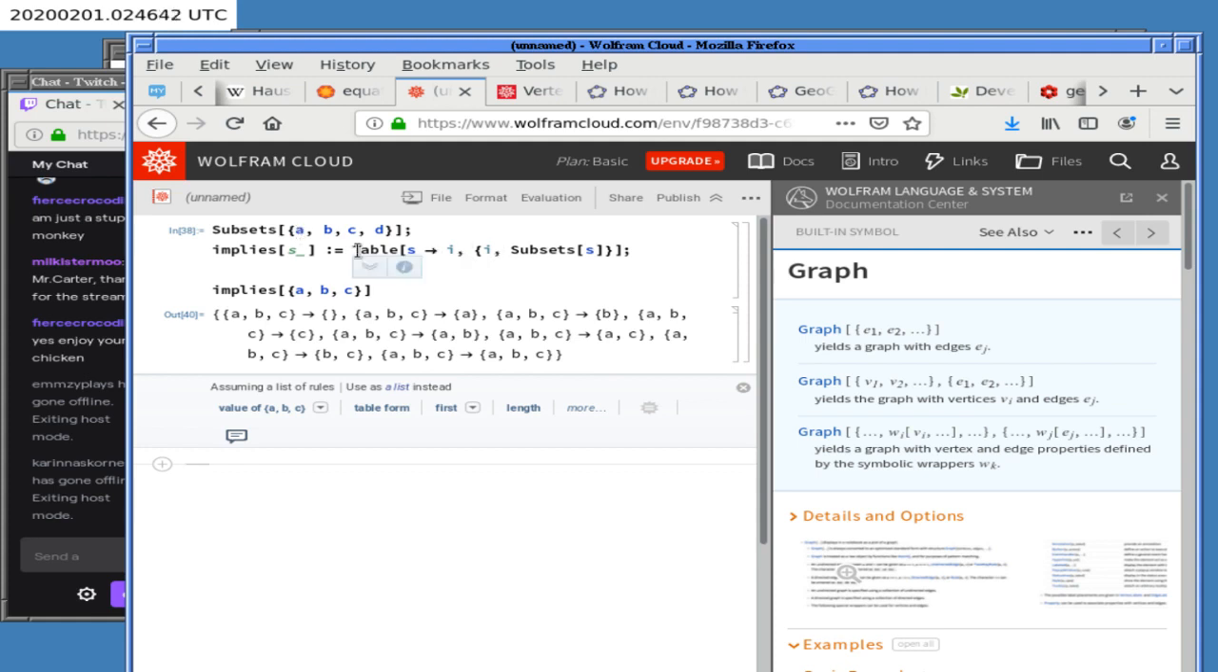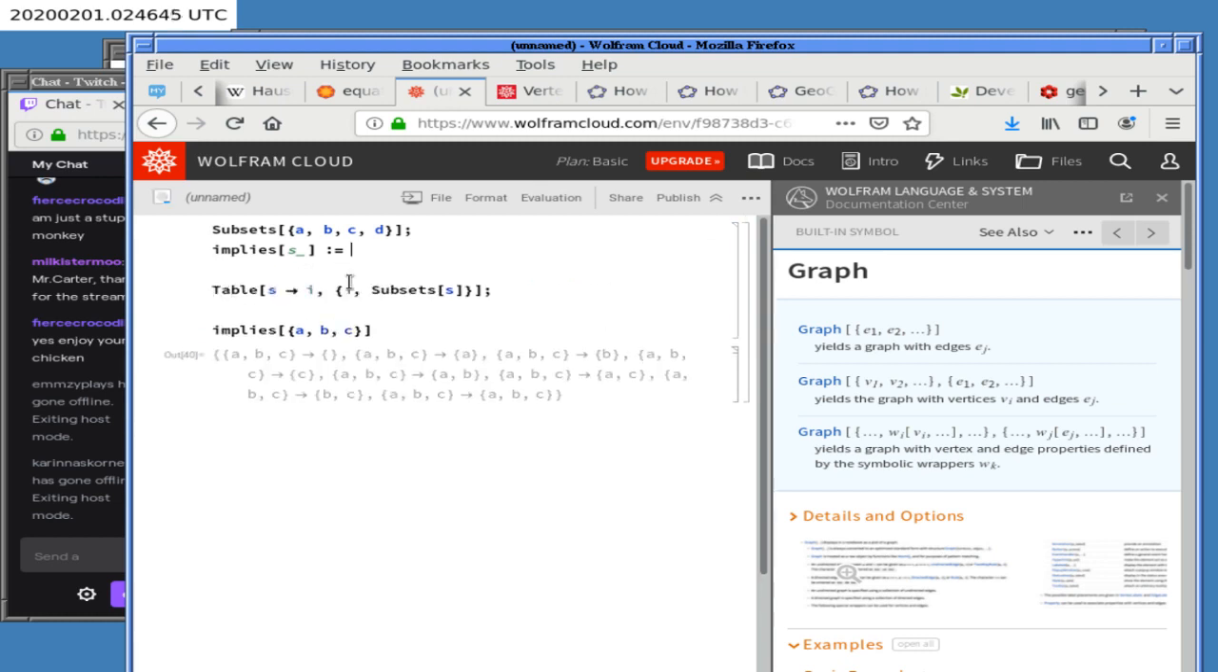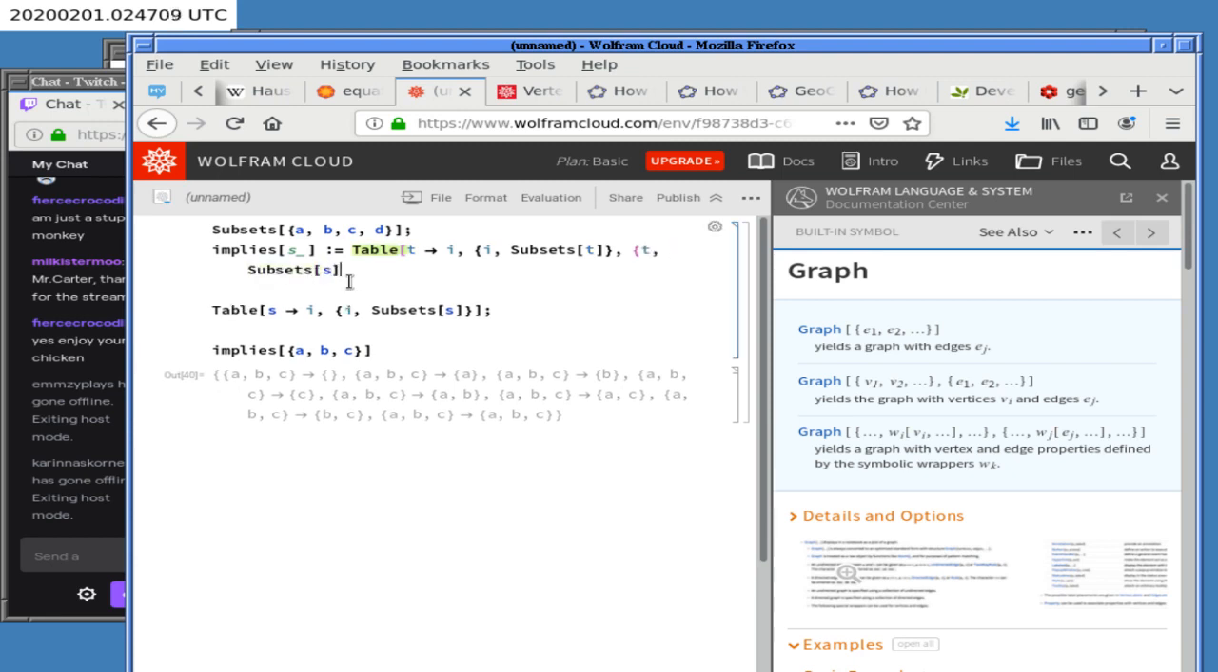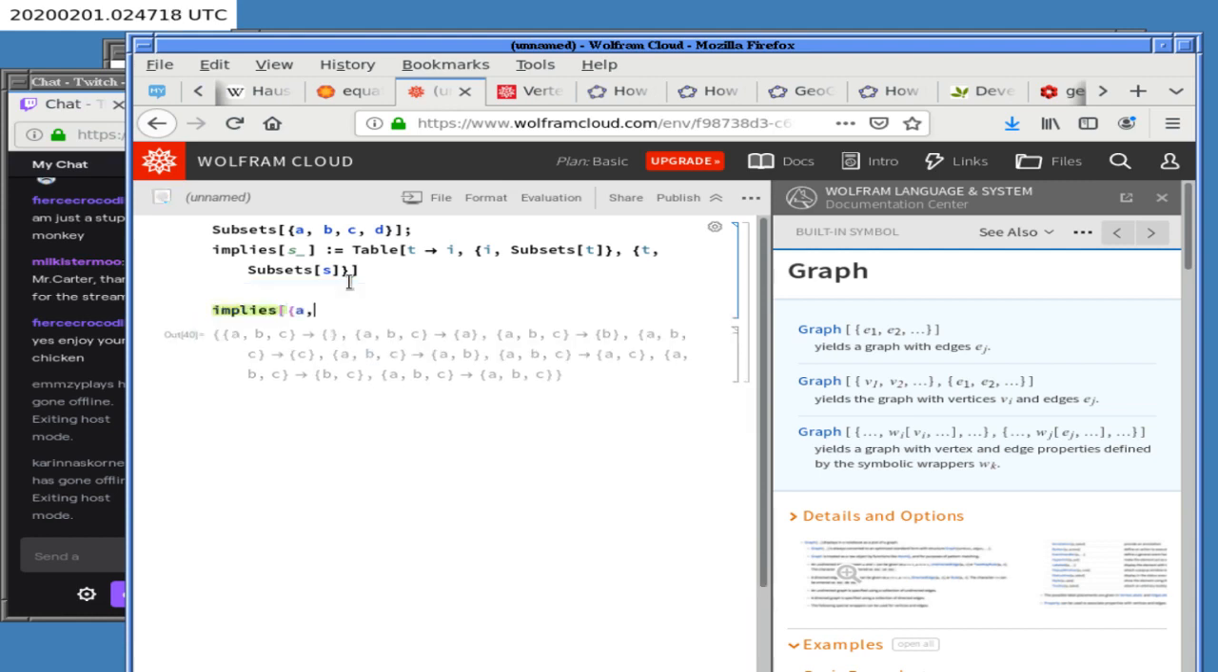this is not going to be quite correct for that. We're going to want a table of T implies I, where I is the subsets of T, and T is the subsets of S. So to see how this works, and this is already looking like a very, very bad idea, now we'll just do implies of A, B, C. This should give us all possible trivial implications of A, B, and C.